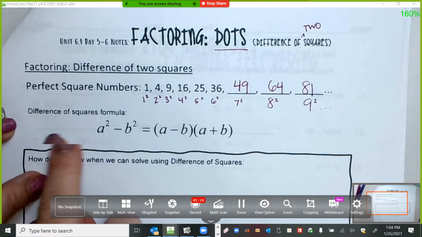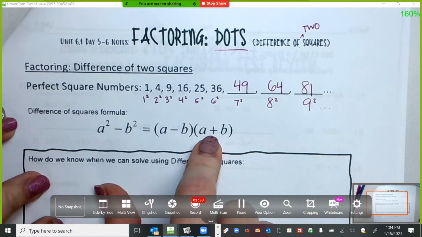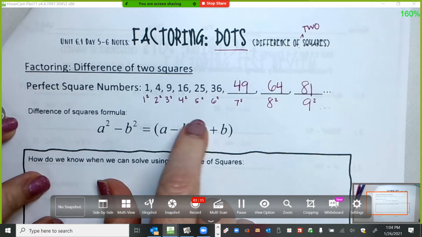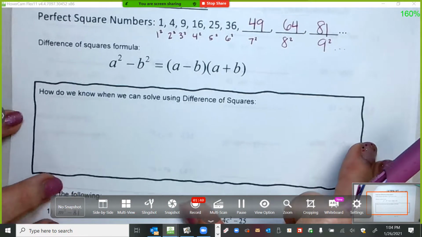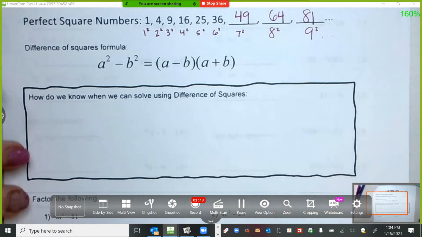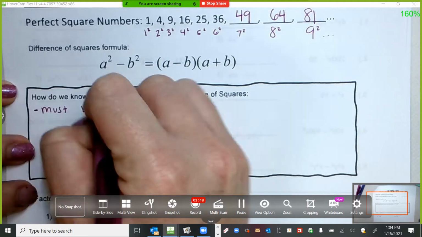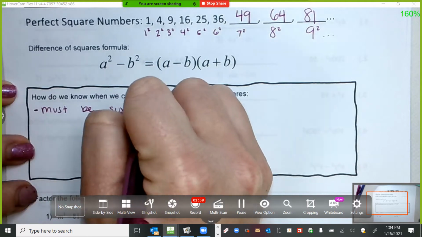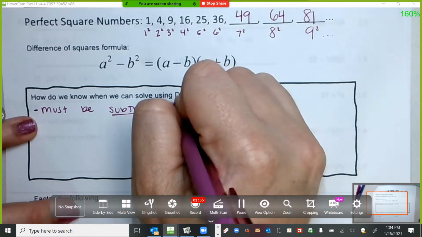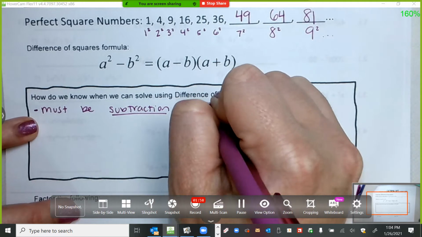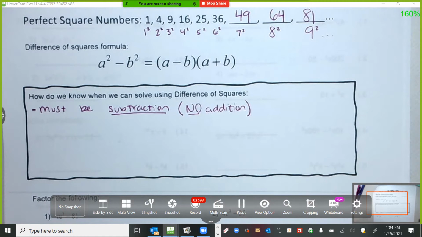So the difference of two squares formula is a squared minus b squared equals a minus b times a plus b. Okay? We're going to talk about what this means in just a second. So how do we know when we can solve using difference of squares? There's a couple things. It must be subtraction. No addition.